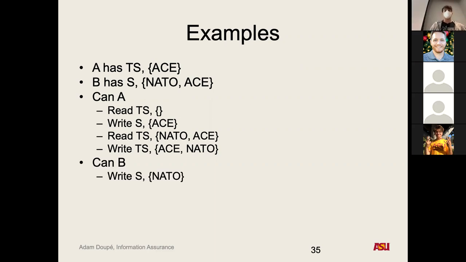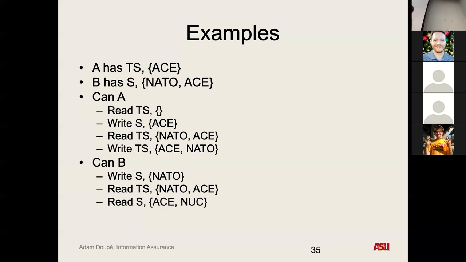All right, can B write to something that's secret and NATO? No. Why not? Because he has ACE in all that category. Yes, because he could leak ACE information to this document to people who only have access to NATO. Can B read top secret NATO ACE? No, because B only has secret, not top secret.